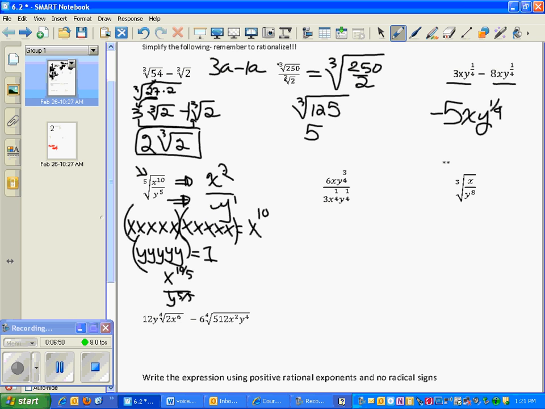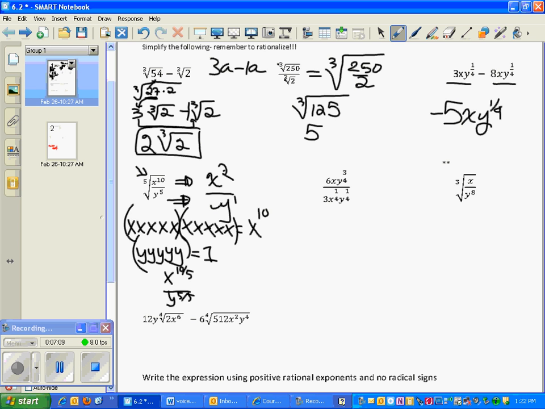Right? Because your root is your denominator on your exponent, right? What's 10 divided by 5? And what's 5 divided by 5? So we got the same answer. Comes out evenly. Okay? It's kind of a quick way to check yourself.